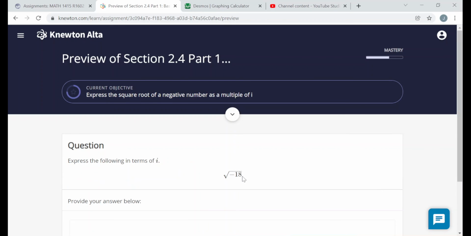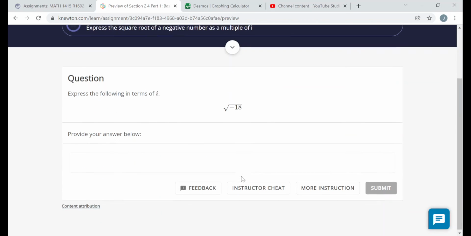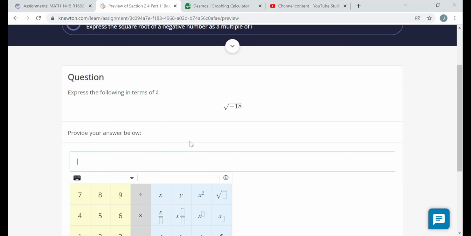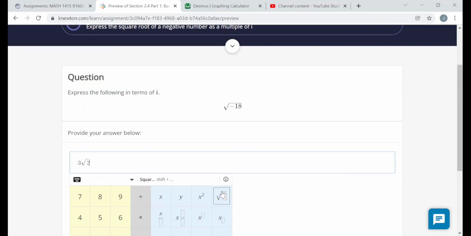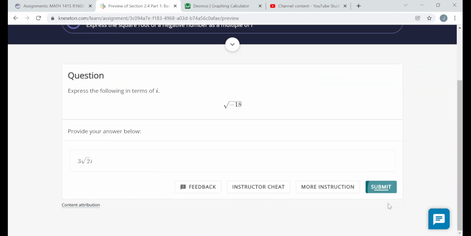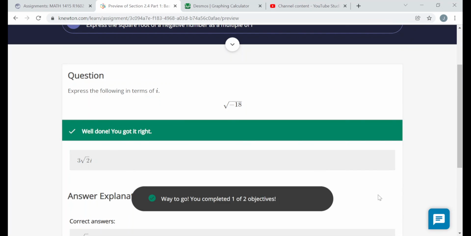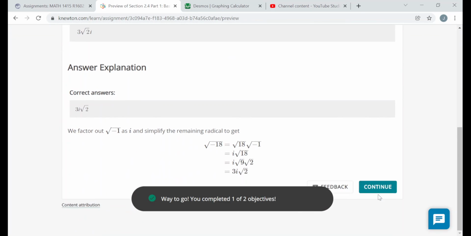All right, so one more of these. Now square root of negative 18, this time I won't even write it out. It's the square root of 18 times I, and the square root of 18 can be rewritten as the square root of 9 times the square root of 2, which is 3 times the square root of 2, and then get out of there, times I. Great. So that objective's done.